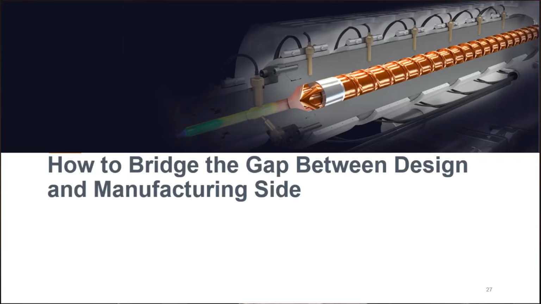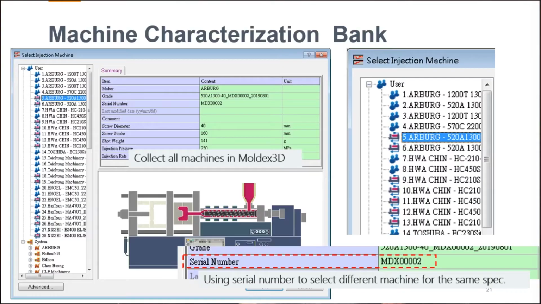Now, let's take a look at how to bridge the gap between the design and manufacturing side. Customers might ask some questions. If we have a lot of identical machines and we do machine characterization for all of them, how can I properly build a machine database in my software?